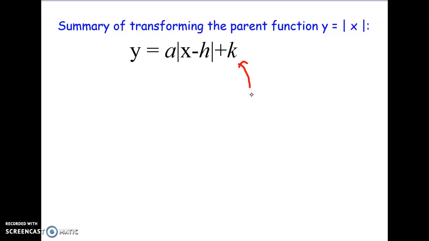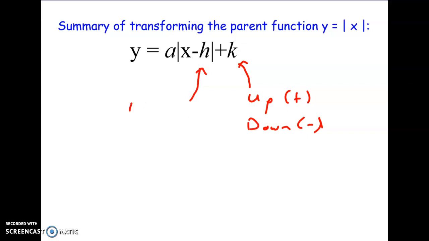So on the back, it makes it go up or down, okay? And if you add a number back there, it's going to go up. And if you subtract, it's going to go down. All right. H, again, this is like an add or subtract number, and this makes us go left or right, opposite of what we think.